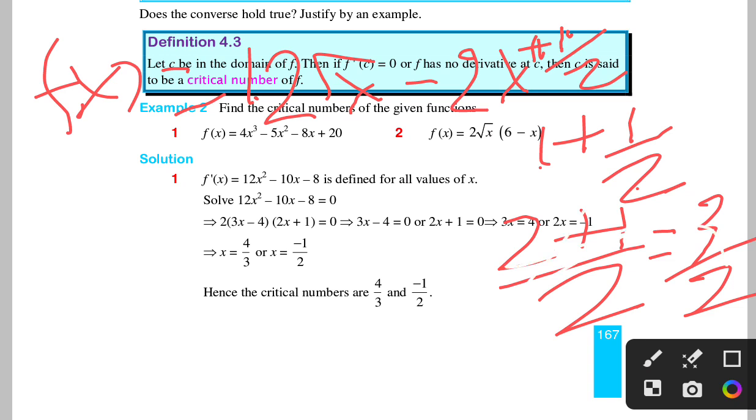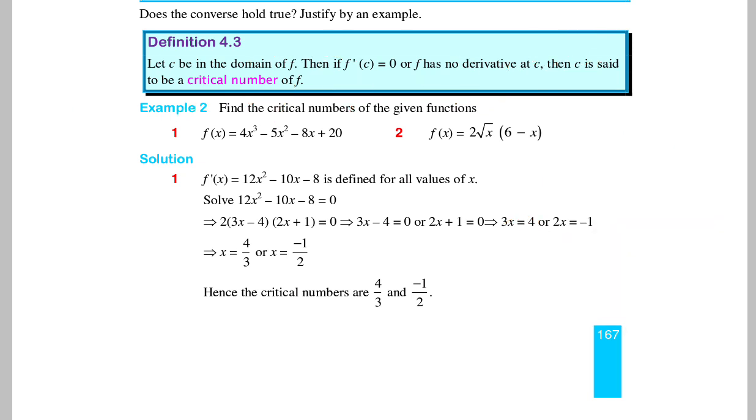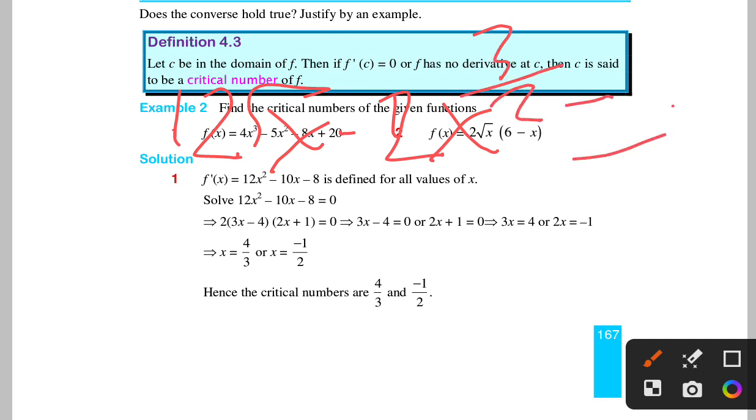Okay, let me rewrite. We got 12 radical x minus 2x to the 3 over 2.